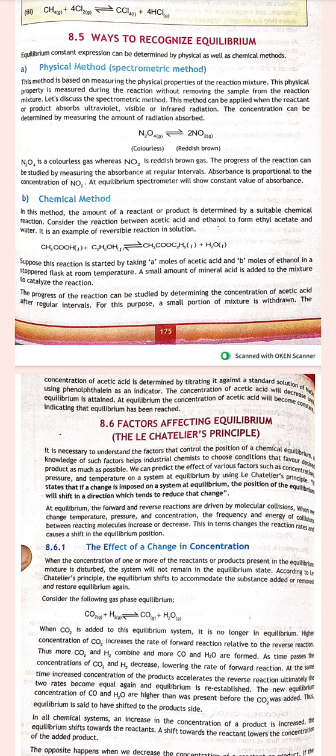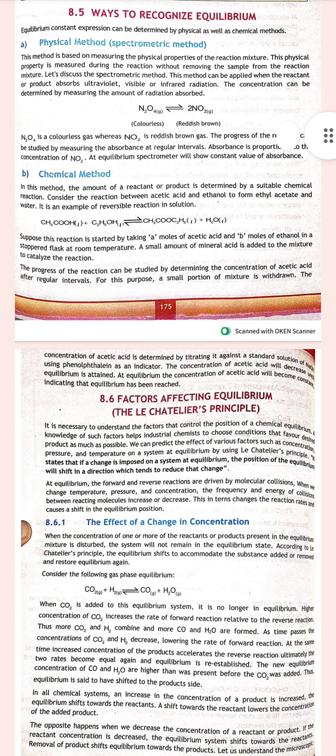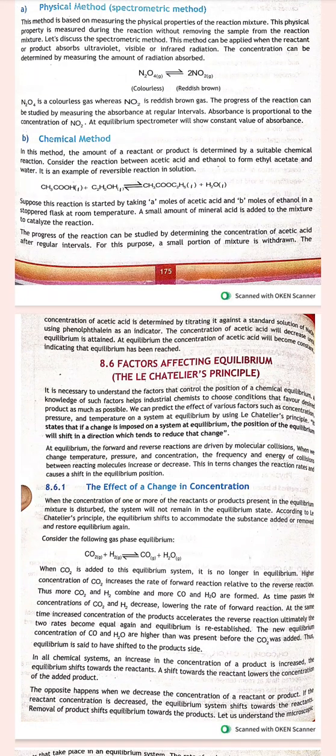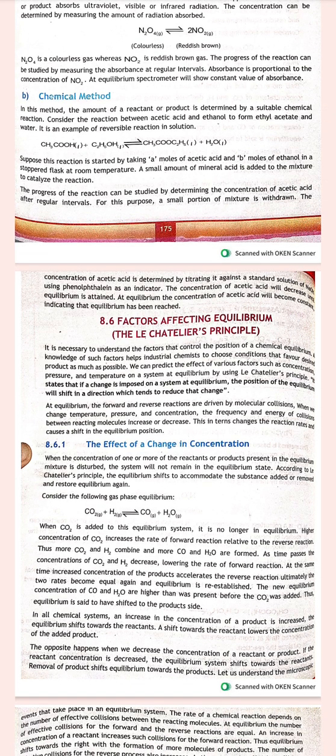Okay, moving towards the chemical method. So in this method, the amount of reactant or product is determined by a suitable chemical reaction. Consider the reaction between acetic acid and ethanol to form ethyl acetate and water, and it is an example of reversible reaction in solution. So the acetic acid will combine with the ethanol to give ethyl acetate and water.